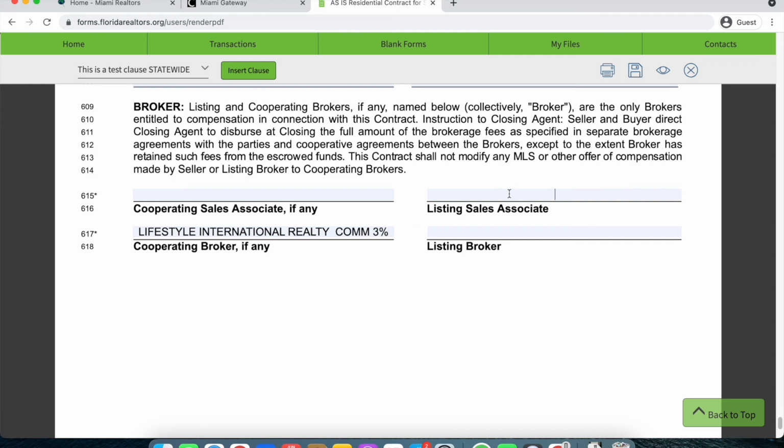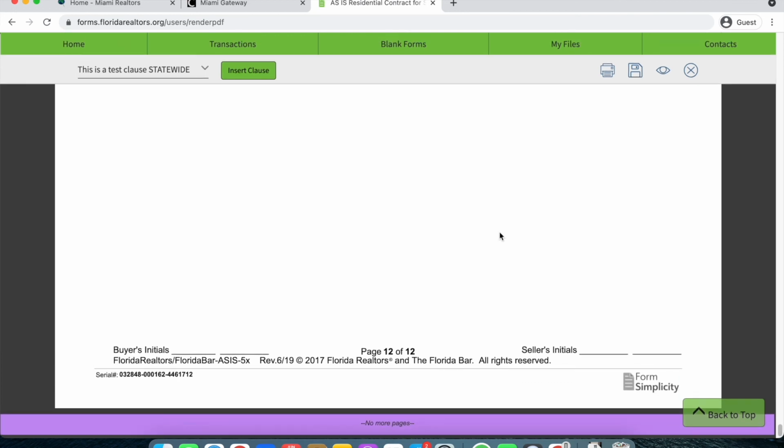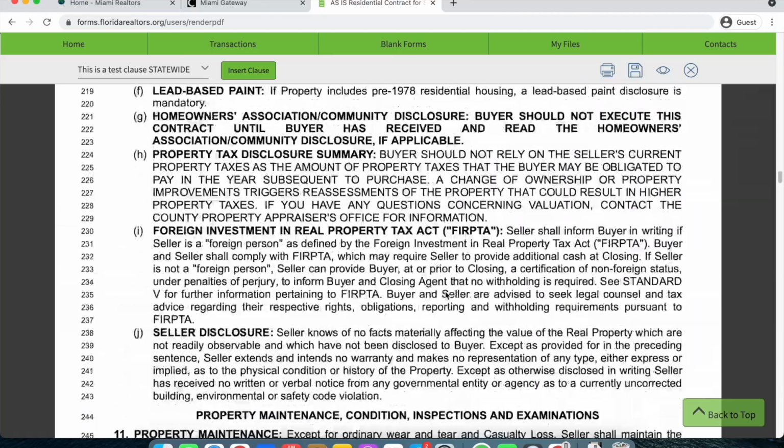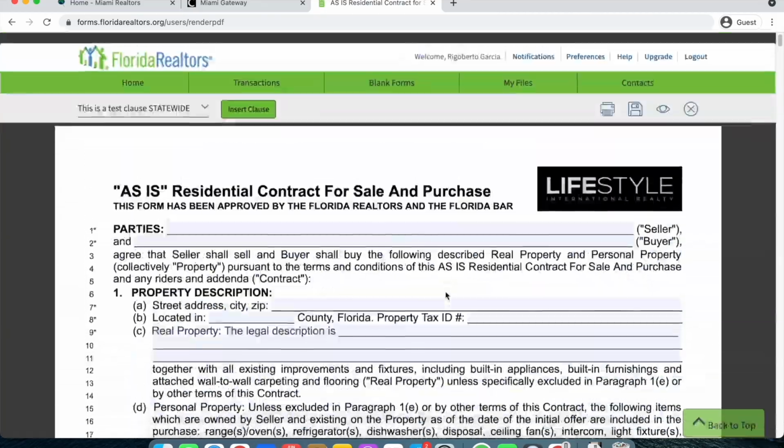Listing sales associate would be the listing agent, and their listing broker, which would go on that line. This contract needs to be initialed by both buyers and sellers on this bottom part, on all the pages, apart from signatures. That pretty much concludes the whole contract.